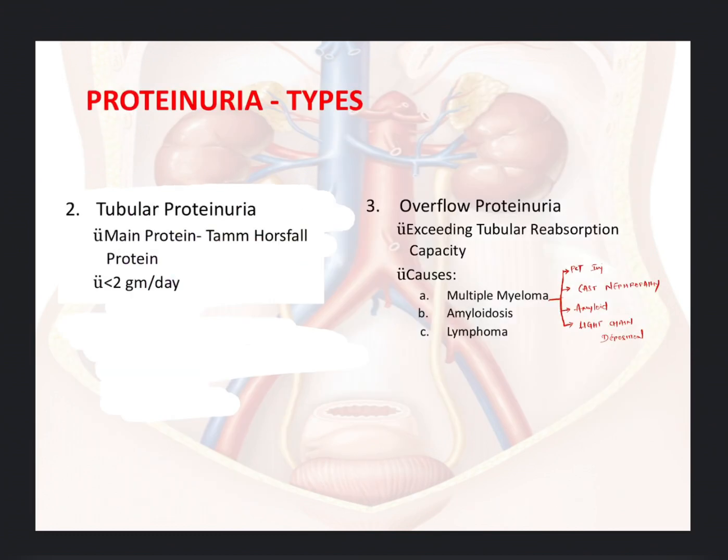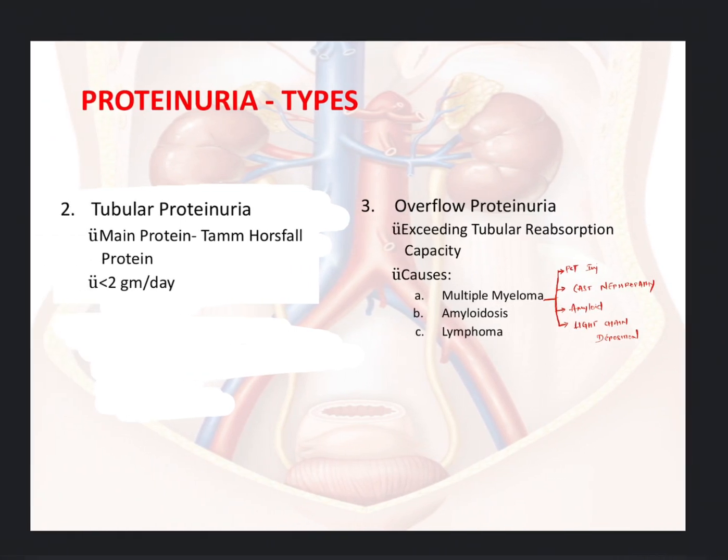The next type is tubular proteinuria, in which the main protein is Tamm-Horsfall protein. The proteinuria is less than 2 gram per day. The third type is overflow proteinuria, when there is exceeding of the tubular reabsorption capacity, so there is more protein loss. The cause is multiple myeloma, where, as you know, there is a loss of Bence Jones proteins.